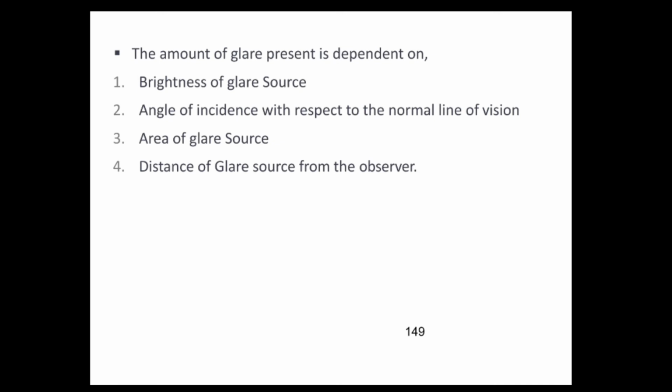Next, the area of the glare source. What actually is the area of the glare source on which the light is incident and the glare is formed. That area of the glare source will again have its influence onto the total amount of glare caused. Lastly, the distance of the glare source from the observer.